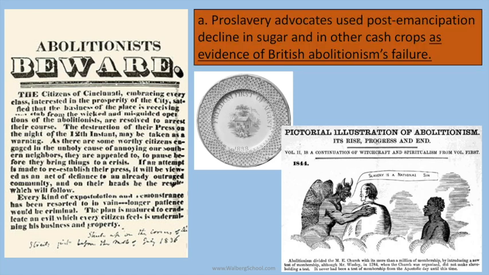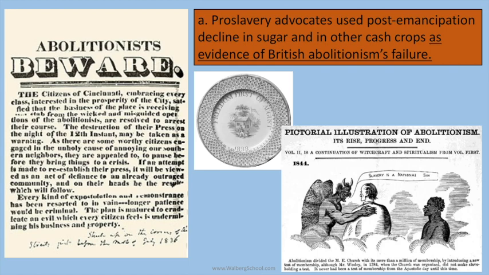Pro-slavery advocates used post-emancipation declines in sugar prices and cash crops as evidence of British abolitionism's failure. The thought was, if a country were to give up on slavery, then economic ruin is around the corner. And look, Great Britain gave up on slavery, and wouldn't you know it, at the same time the market collapses in sugar and other cash crops, and it seems like this was the gateway towards ruining the economy.